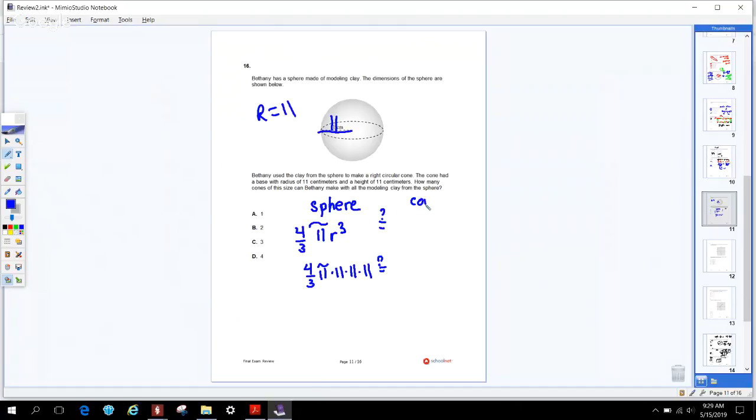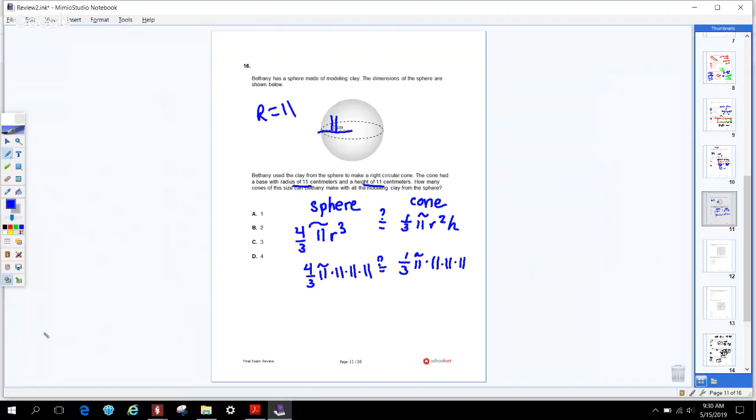For the cone, we don't know. The formula for a cone is 1/3 pi r squared height. It tells us that the radius is 11 and the height is 11. So now we're left with 1/3 times pi. Well, the radius squared is just going to be 11 times 11, and the height is 11.